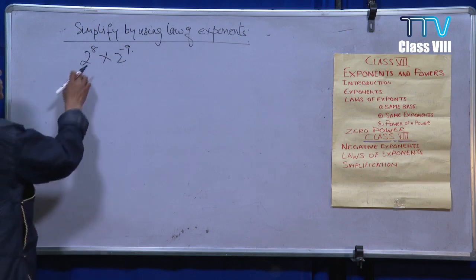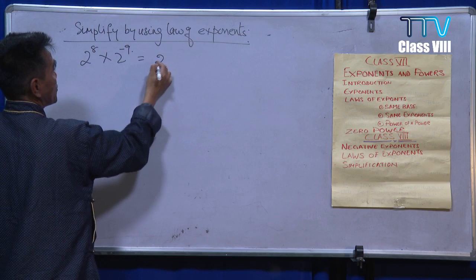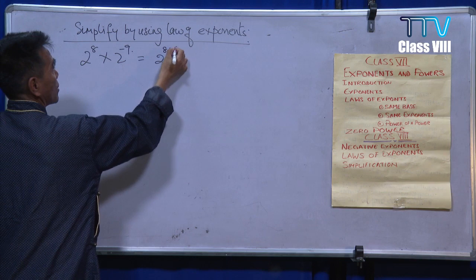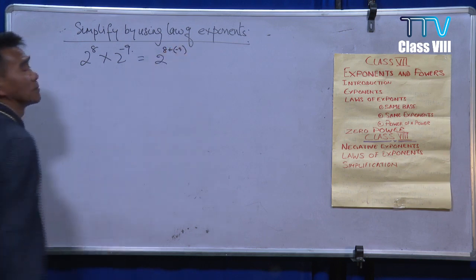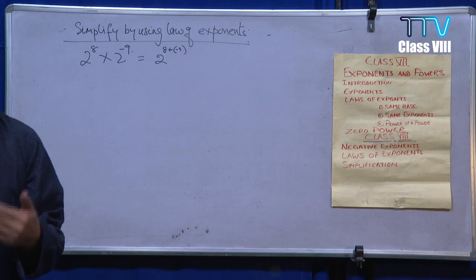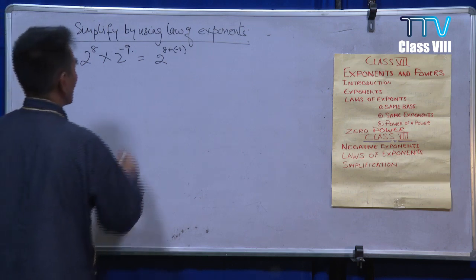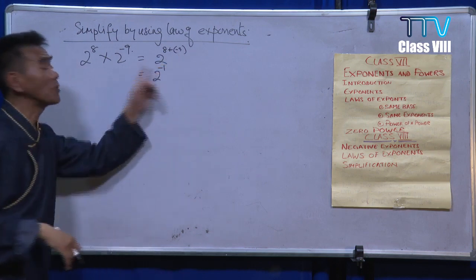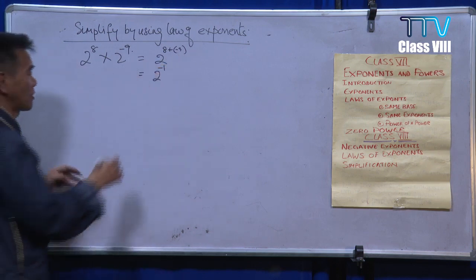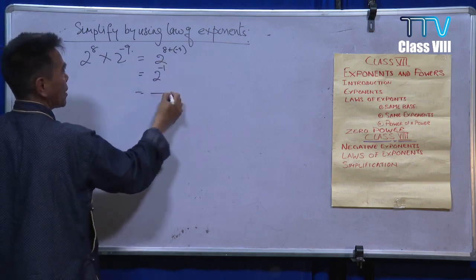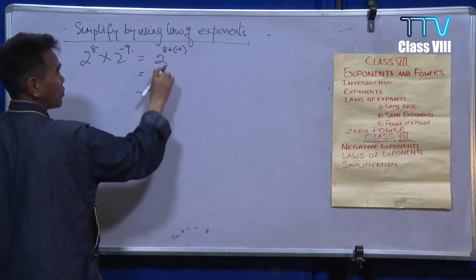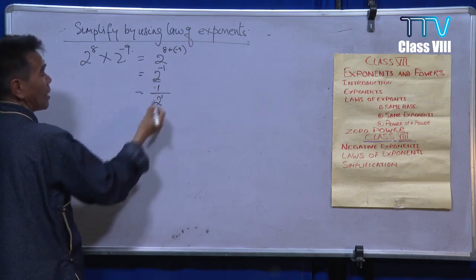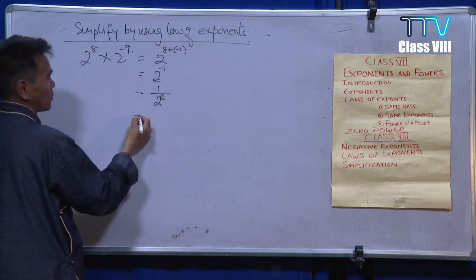Positive exponents. The base is the same, in multiplication the bases are common, so the powers are added. The answer is 2 raised to power negative 1. A negative power means the reciprocal, so it goes to the denominator, and the power becomes positive. 2 raised to power 1 is 2. So we get 1 upon 2.